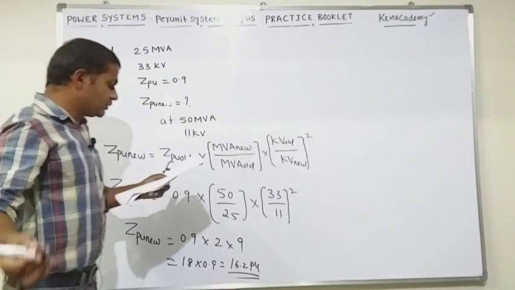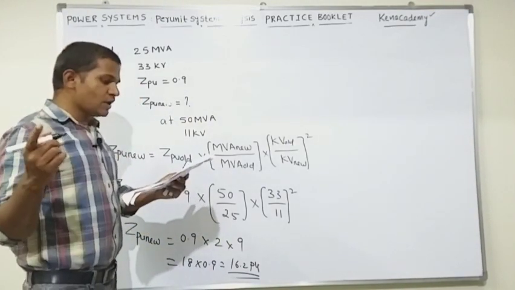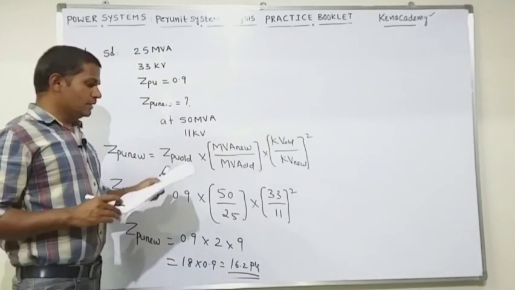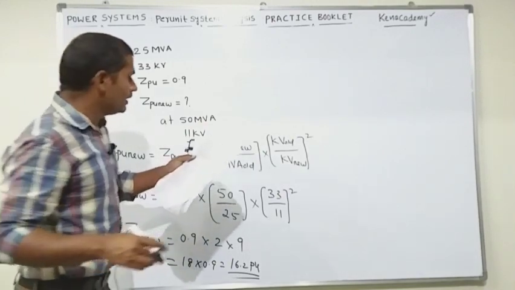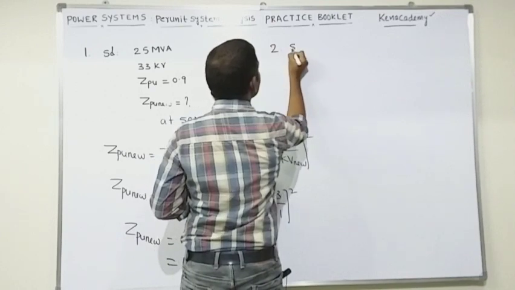Clear? See the options. Option D is correct. In the booklet, I have given the options also. Option D is correct, 16.2 per unit. Clear? This is question number 1 in ESC. Next, ESC and PSUs. See the question number 2 solution I am explaining.